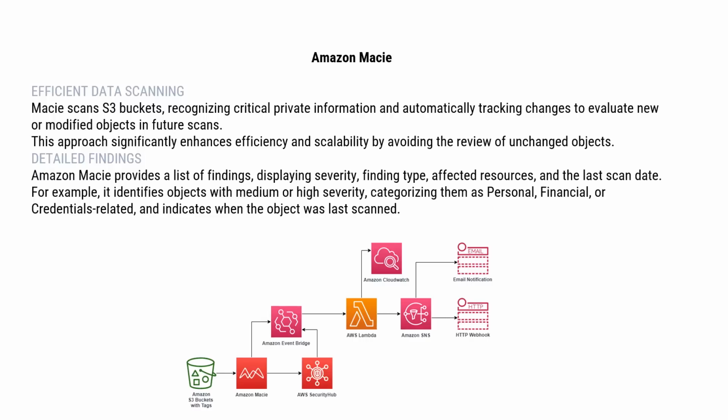Amazon Macie provides a list of findings displaying severity, finding type, affected resources, and the last scan date. For example, it identifies objects with medium or high severity, categorizing them as personal, financial, or credential related, and indicates when the object was last scanned.